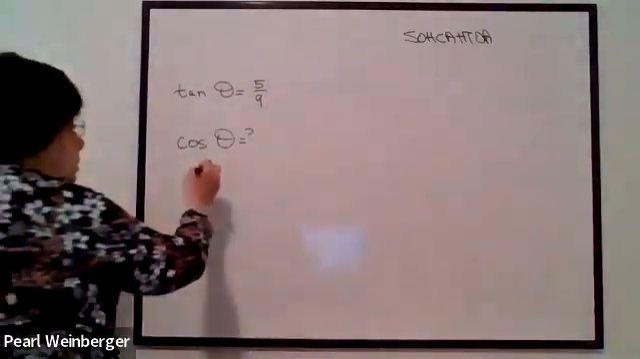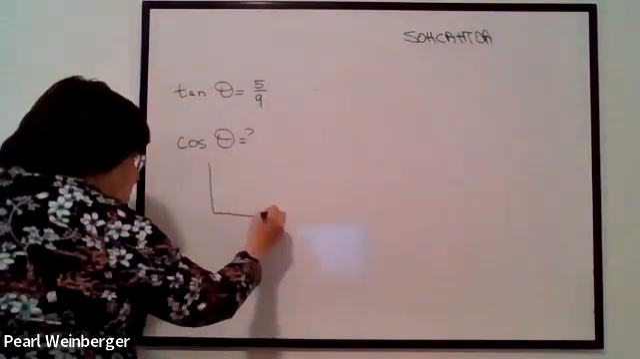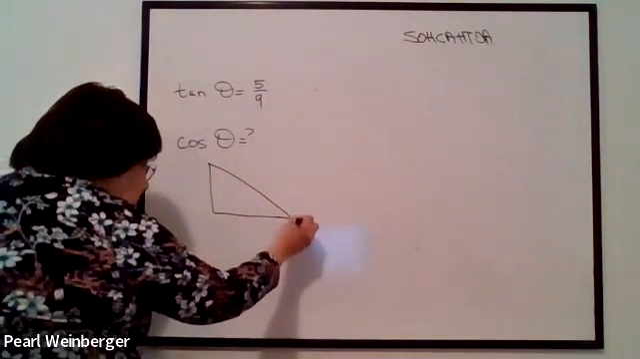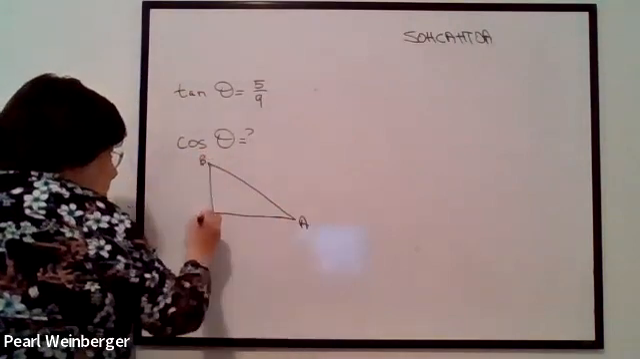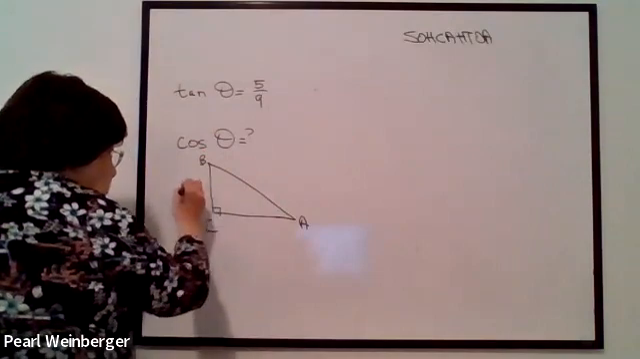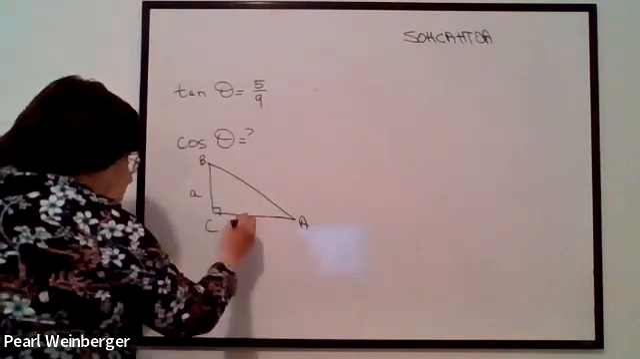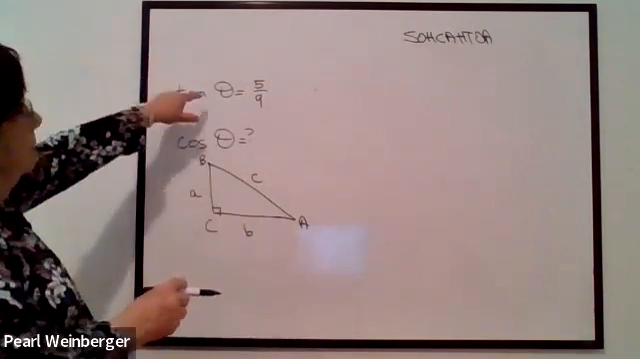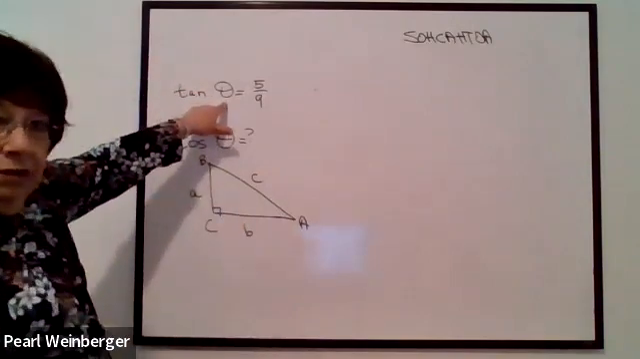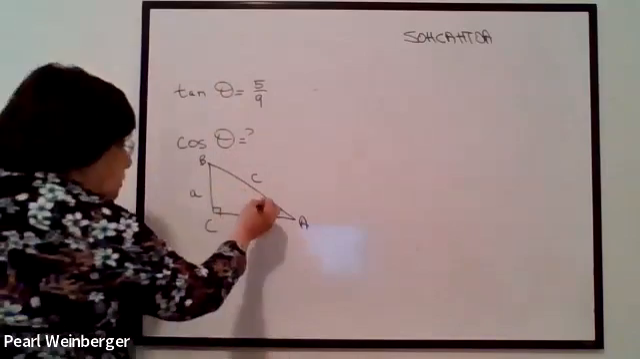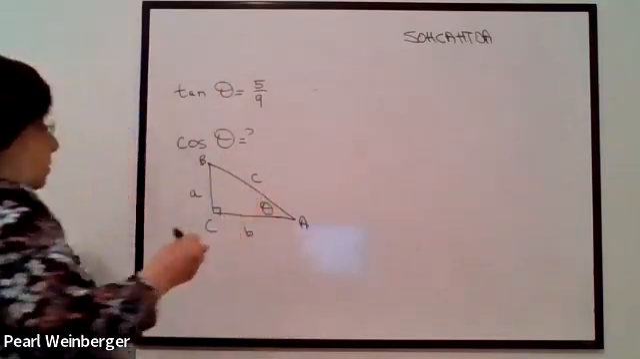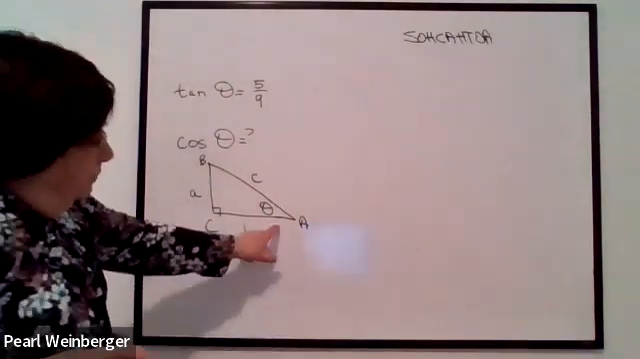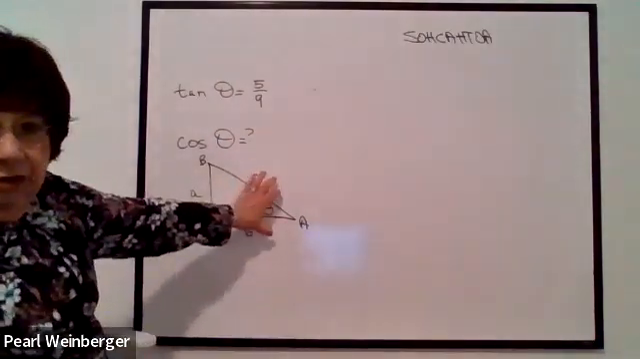So let's draw ourselves a right triangle. My standard right triangle, A, B, C, small a, small b, small c. And they're not using A, B, and C, they're using this Greek letter theta. So I'm going to stick the theta in here. If they don't give me a picture of where to put it, I find it easiest to deal with the angle over here at the bottom.